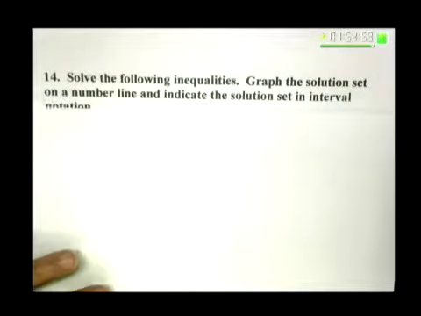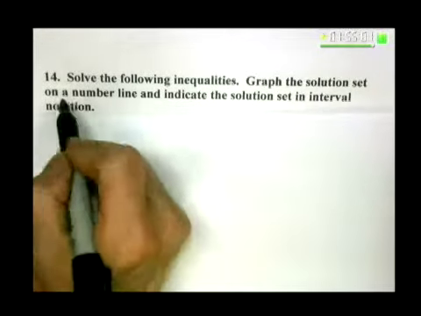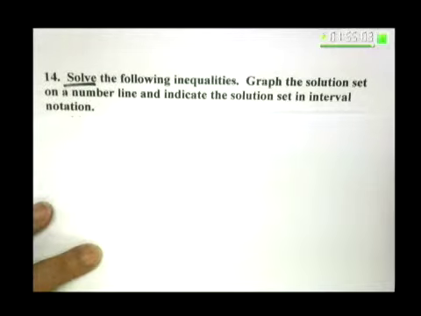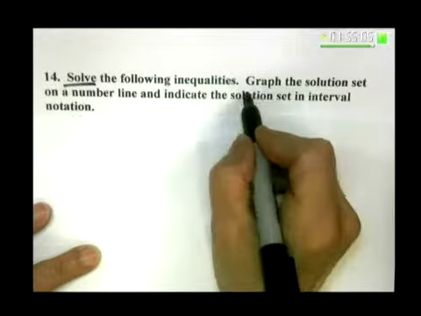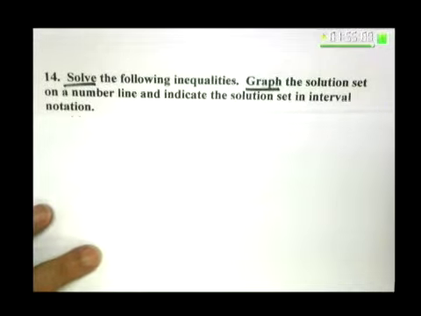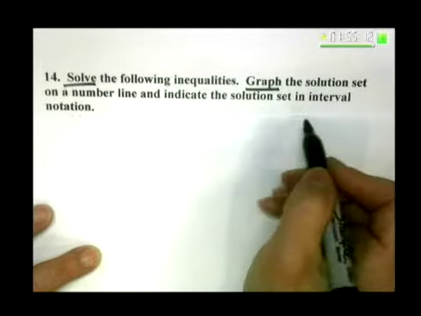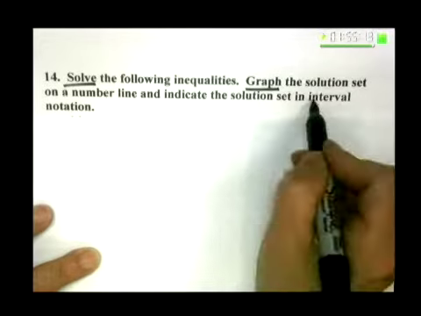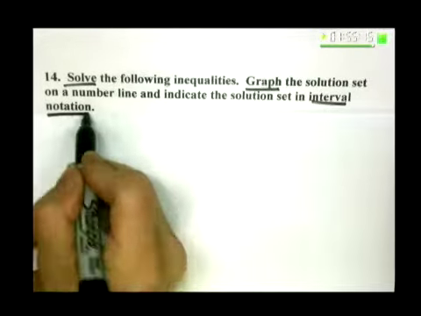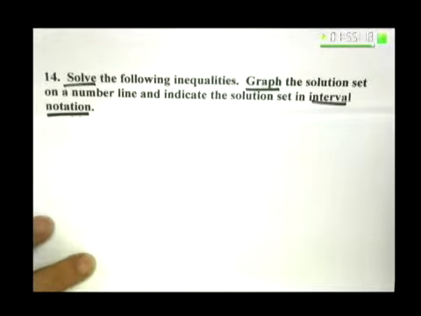When I say 3 parts to this problem, the first part says solve it. The second part says graph the solution set, which means the set of answers. And the third part says write it in interval notation. So there are 3 parts to this problem. Okay?